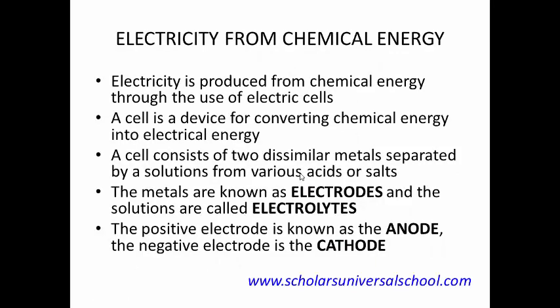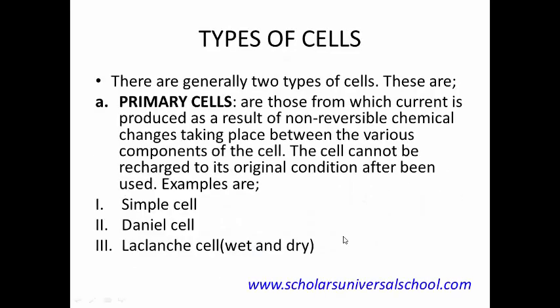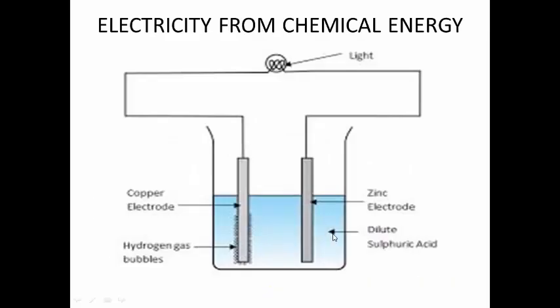Now, also in your cell, you would have a solution. The solution in which the electrodes are dipped is what we call the electrolyte. For this diagram, the electrolyte is dilute sulfuric acid. So the electrodes would be your copper electrode and the zinc electrode, then the electrolyte will be your dilute sulfuric acid.